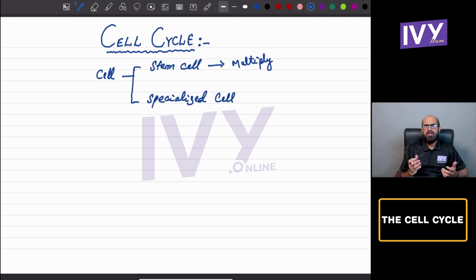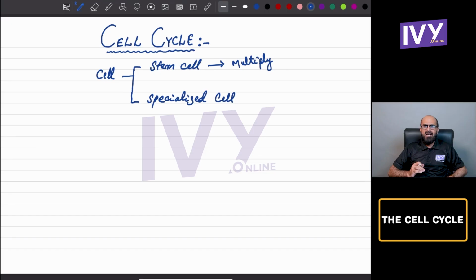So it plays a very important role in the development and growth of the tissues, of the organ, and even of the organism. So stem cells are those cells which have the potential to multiply, which have the potential to produce identical cells. One cell divides into two, and both cells are not only similar to one another but also identical to the cell from which they have been formed.